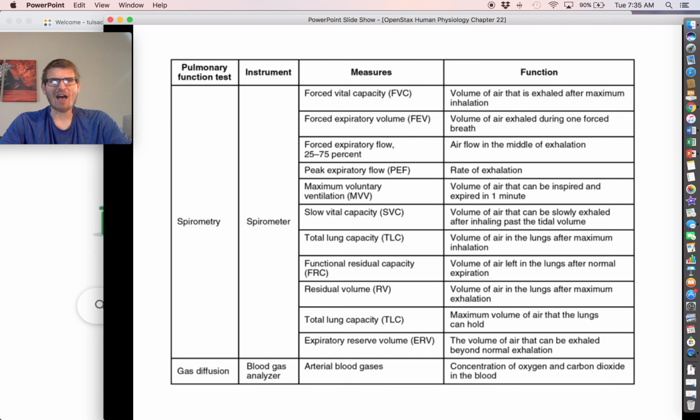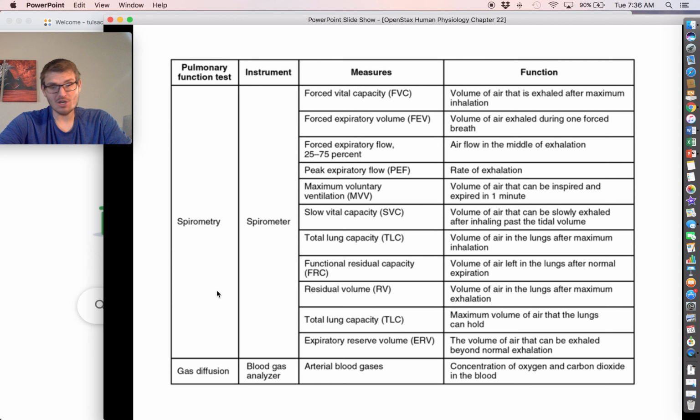And then there are a couple of other types of spirometric measures that can be done, and you can see some of them here, like peak expiratory flow. A couple of them we've already looked at. You only really need to keep track of the ones that we have already discussed, but there are a couple of other ones that are kind of interesting and can be measured. So you can take a look at that if you want.